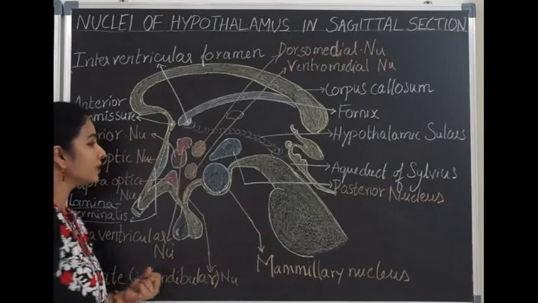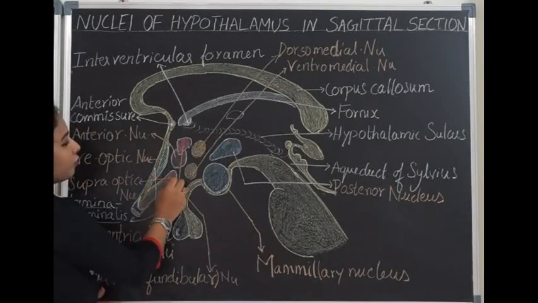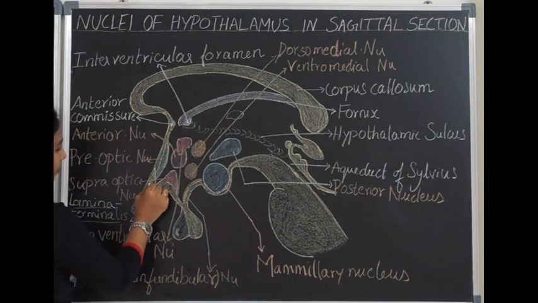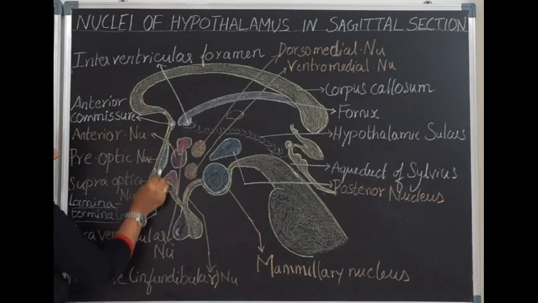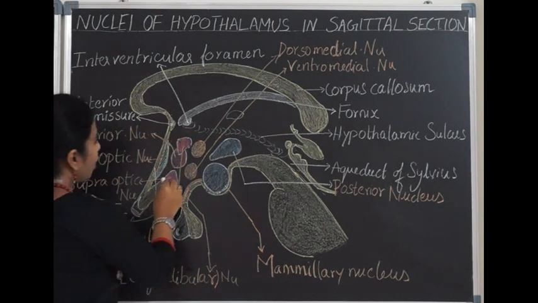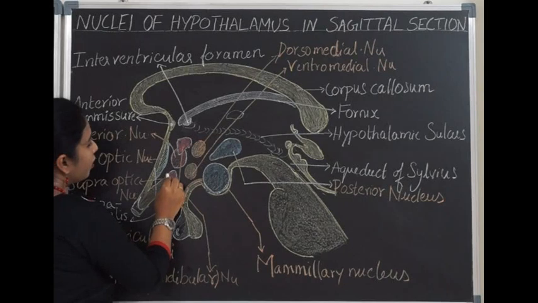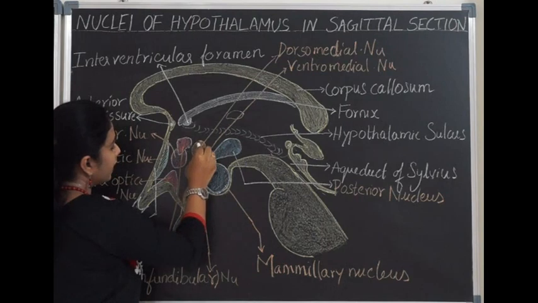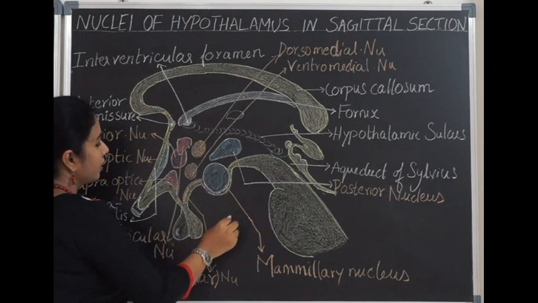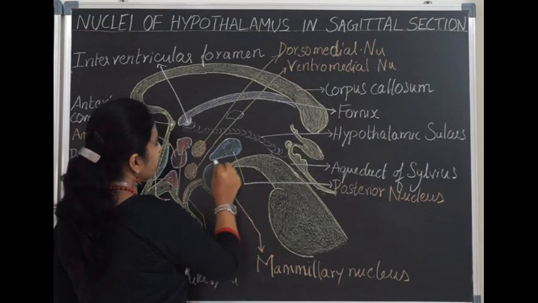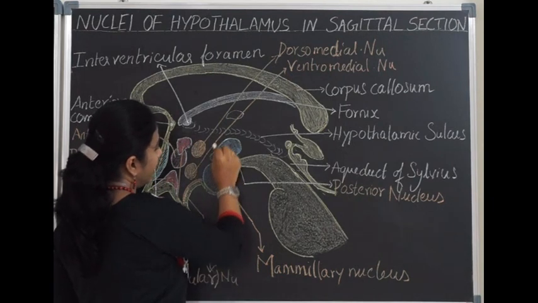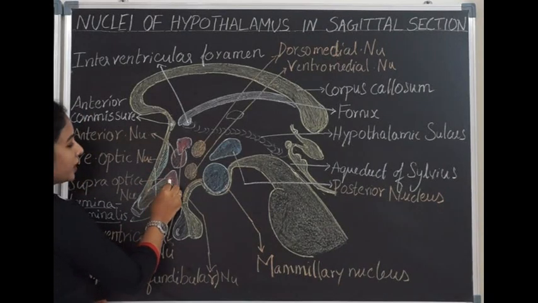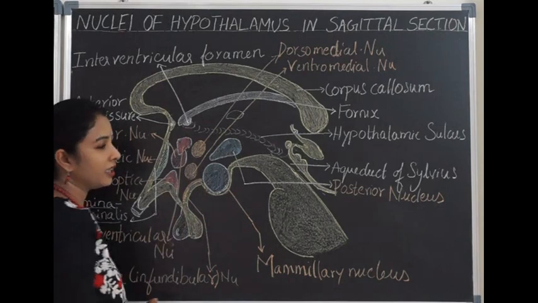For descriptive purposes, the hypothalamus is divided into 4 regions. The 4 regions are the preoptic region, which is just in front of the optic chiasma, and next the supraoptic region which is present above the optic chiasma, the tuberal region which is above the tuber cinereum and around the infundibulum, and the mammillary region which includes the mammillary bodies and around it. So these are the 4 regions: preoptic region, supraoptic region, tuberal region and mammillary region.